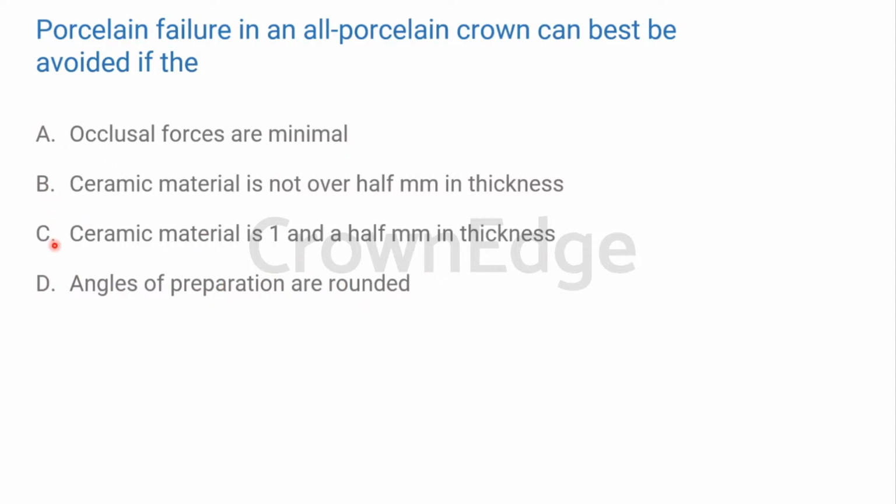If you had chosen the B or C option, which suggested increasing the thickness of the ceramic, that would have also been a good option. Occlusal forces you cannot minimalize because the bite is going to remain the same. However, if you do not give enough clearance, high points are very common, and that would also result in a fracture of your porcelain crowns. So the answer for this one is D. I see some of you got it right. That is, angles of preparation are rounded.